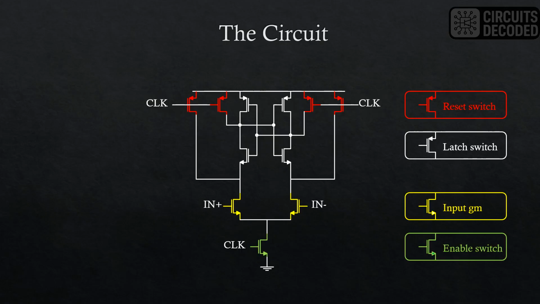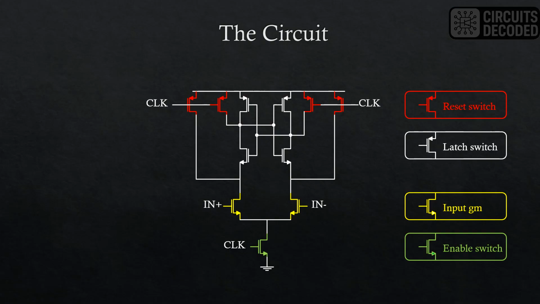So this is the whole circuit. I have marked each group of transistors with a specific function with a particular color. The red group is the reset switches, which reset the drain nodes to VDD. The yellow ones are the input devices, which convert the input voltage to current. The bottom green transistor is the enable switch, which enables the circuit when the clock is high. And finally, the white transistors realize the latch function of the comparator.